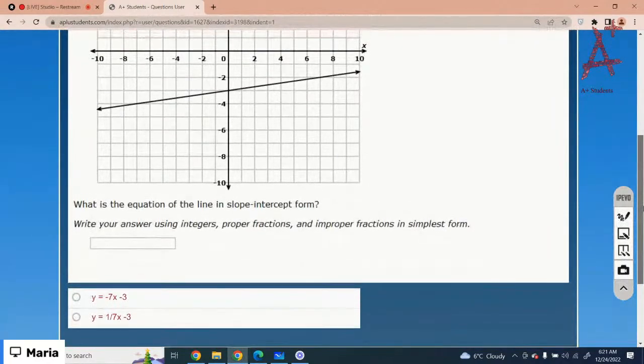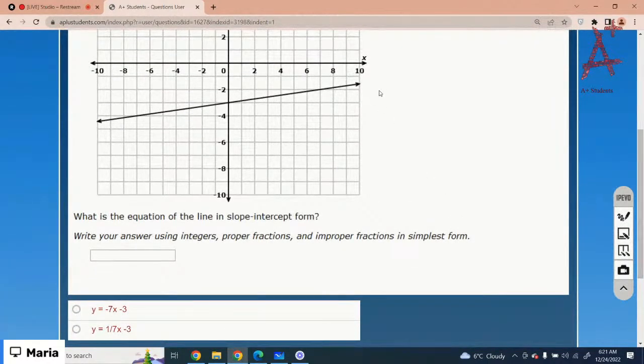No, no, no, no, no. I made a mistake while finding the slope. 7 and negative 2. Negative 7 and negative 4. Okay, let's just do it again.